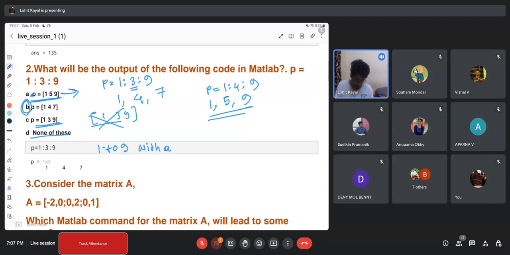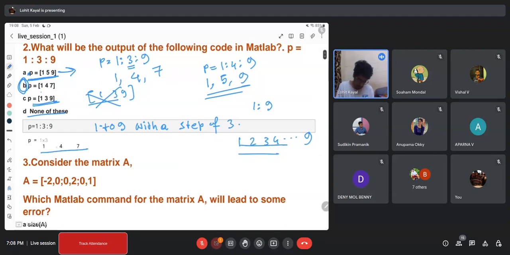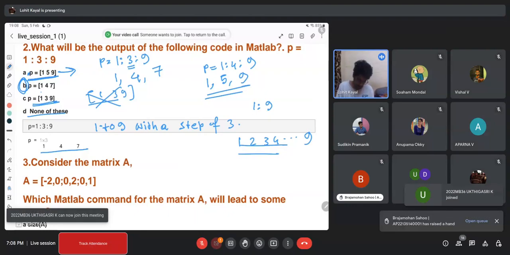So in common language, what does it mean? That means 1 to 9 with a step of 3. Okay, so the syntax is 1 colon 3 colon 9. If you write 1 to 9, then by default MATLAB will assume that the step is 1. Then it will just write 1 2 3 4 dot dot dot up to 9. So this is the correct choice, 1 colon 3 colon 9. The answer will be 1 4 7.